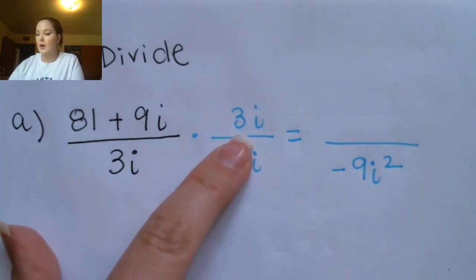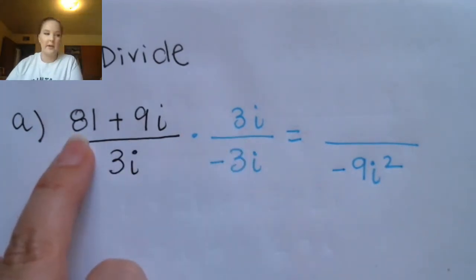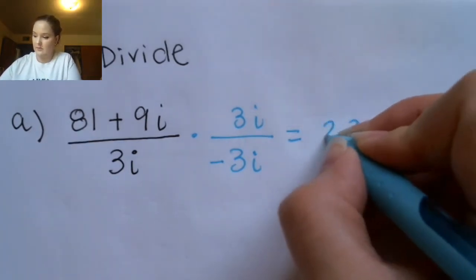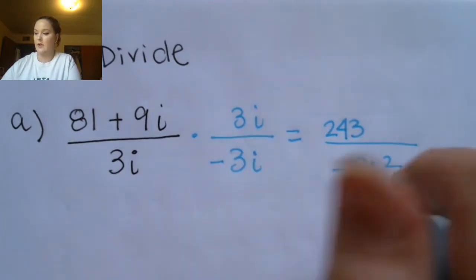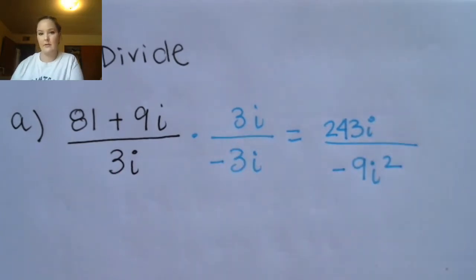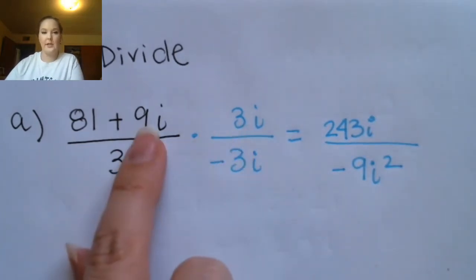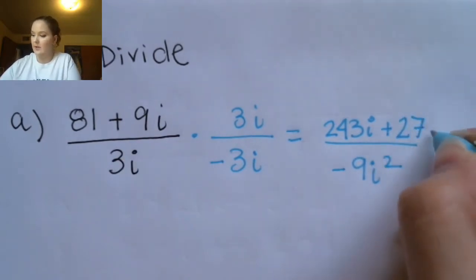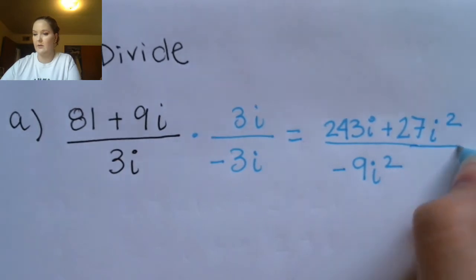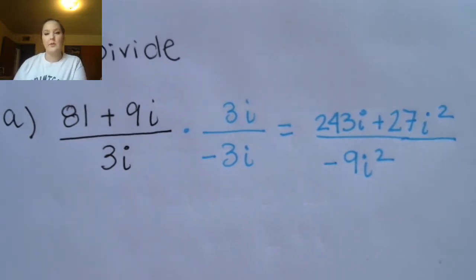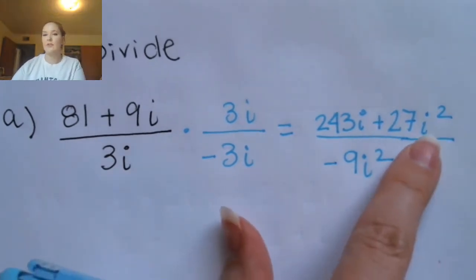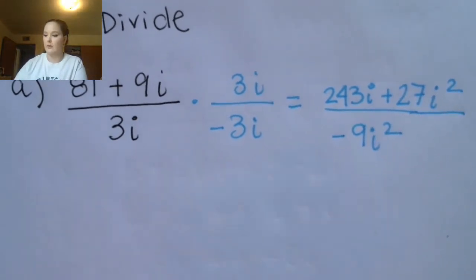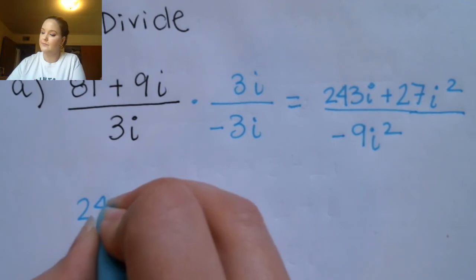Okay, and in the top, I'm going to do 3 times 8i, and then 3 times 9, which is 27i squared. Okay, so now we're going to simplify, and the first step we're going to take is we're going to replace both of our i squareds by negative 1.